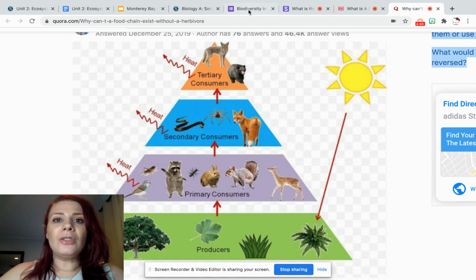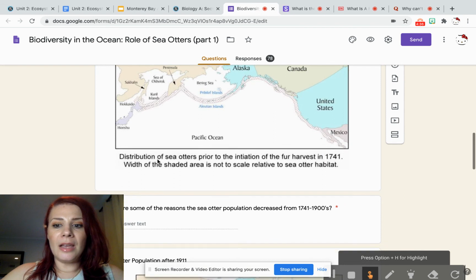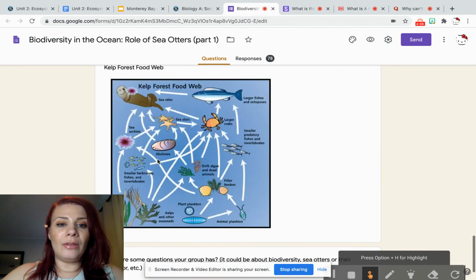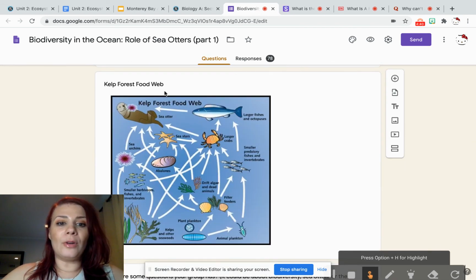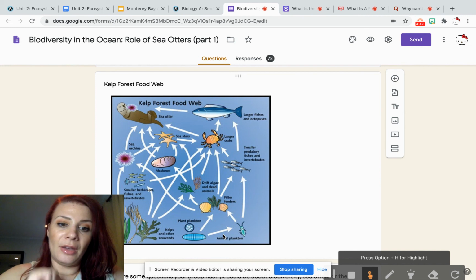Okay. I also wanted to check in with the sea otters part 1. So a few things about that. I just want to remind you that this kelp forest food web that you were answering, again, those arrows are showing you the transfer of energy.